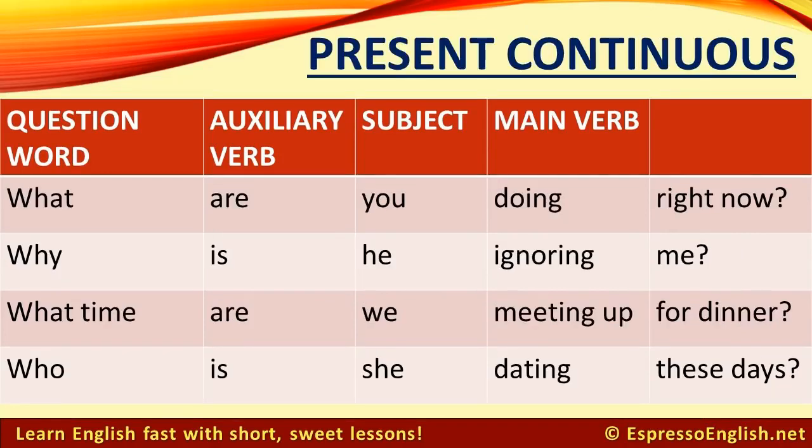To form questions in the present continuous, the auxiliary verb is, am or are, and the main verb is in the ing form. For example, what are you doing right now? Why is he ignoring me? What time are we meeting up for dinner? Who is she dating these days?